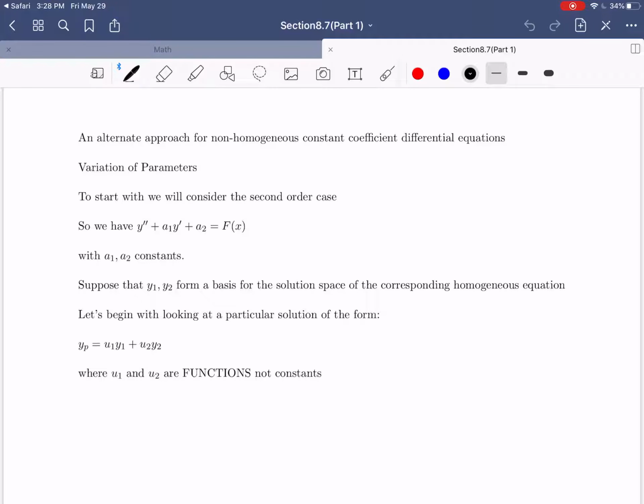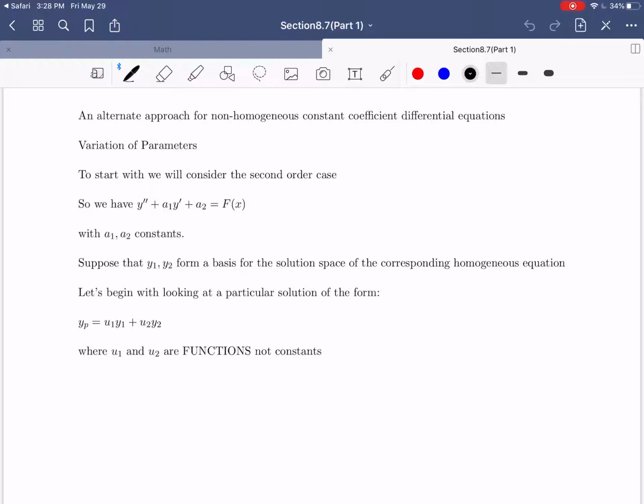So let's talk about how we're going to begin. To start with, let's consider what case we're going to be in here. We're going to be considering the second order case. So we have this differential equation, y double prime plus a1 y prime plus a2 y equals f of x, with a1 and a2 being constants. So this is constant coefficient and it's non-homogeneous.